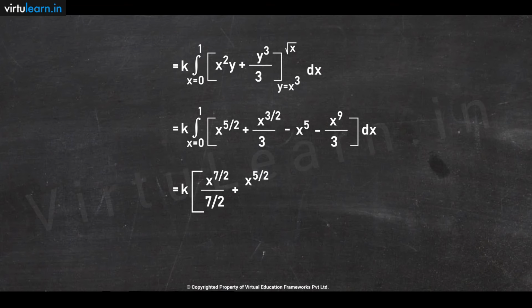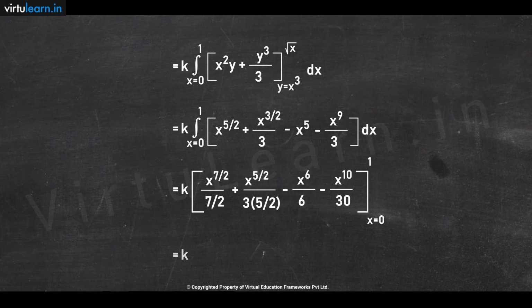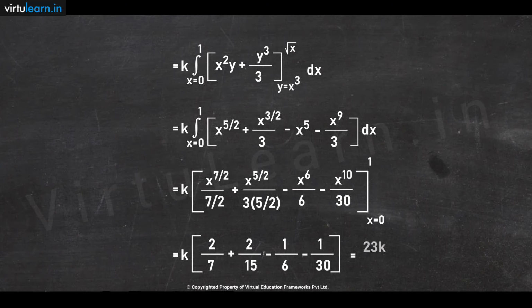On integration, we get k into x to the power 7 by 2 by 7 by 2 plus x to the power 5 by 2 by 3 times 5 by 2 minus x to the power 6 by 6 minus x to the power 10 by 30. These are to be evaluated at x is equal to 0 and 1. Or it becomes k into 2 by 7 plus 2 by 15 minus 1 by 6 minus 1 by 30. On simplification, we get 23 k by 105. Of course, whatever be the appropriate unit that we can write.